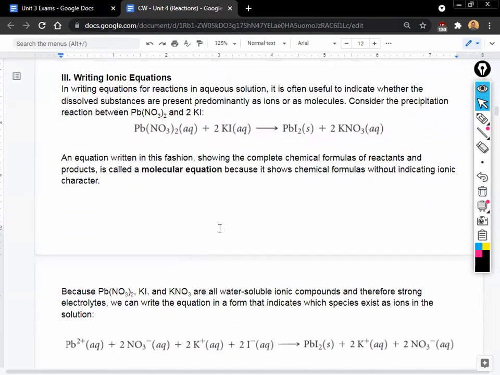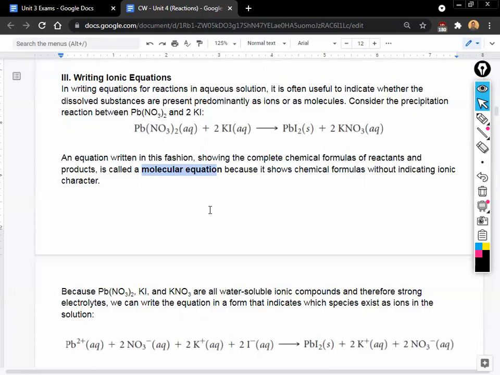All right, guys. So we just wrote equations that look like this, where we mix two ionic compounds and see if they form a solid or not. That's something we just did in the previous problems. Now, this is called a molecular equation. A molecular equation is where we just write everything that is involved in the chemical reaction, the things that we mix and the things that break apart.